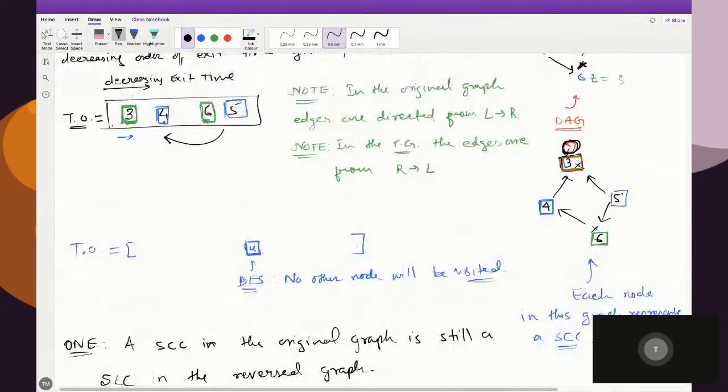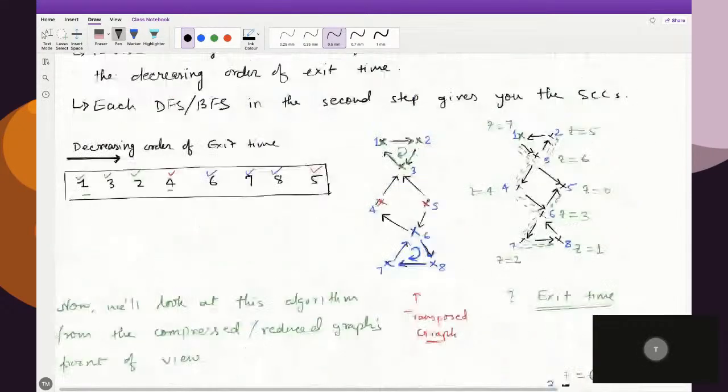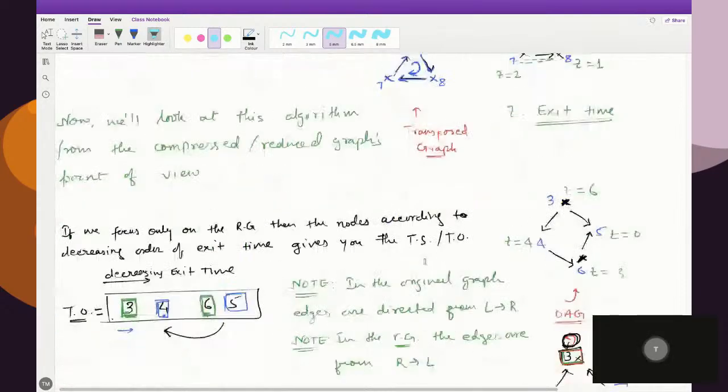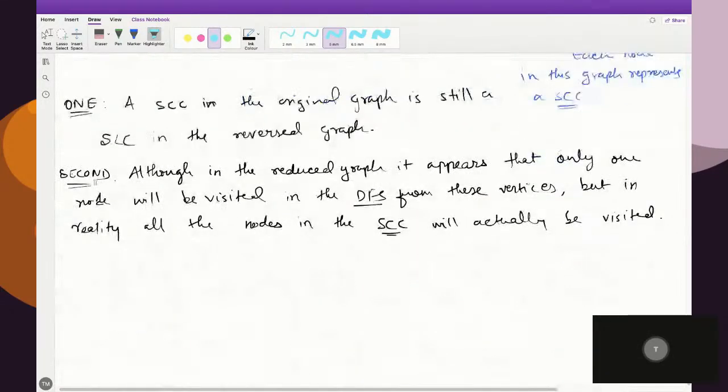Because when you do the DFS from 3, everybody in this connected component is always going to get visited, and no other node will be visited, and that is exactly what we wanted, right? We wanted to find a strongly connected component in this step, and we do find it. Similarly, when you go to node number 6, it will only visit these nodes and no other nodes. So I hope this makes sense to you. If not, let me take any questions that you have for me.